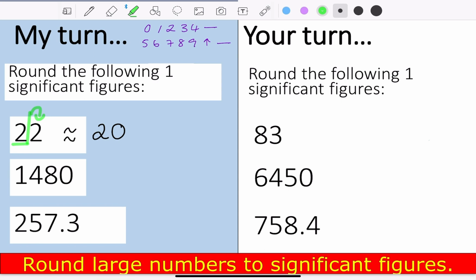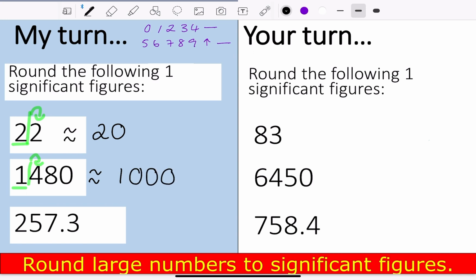1,480. Even though 8 is a higher number, the highest place value actually belongs to the 1 as it's sat in our thousands column. So we look at our 1, we look at its neighbour. Its neighbour is 4. We know 4 means we keep our number the same and replace everything else with zeros. So rounding that to one significant figure would give me 1,000.